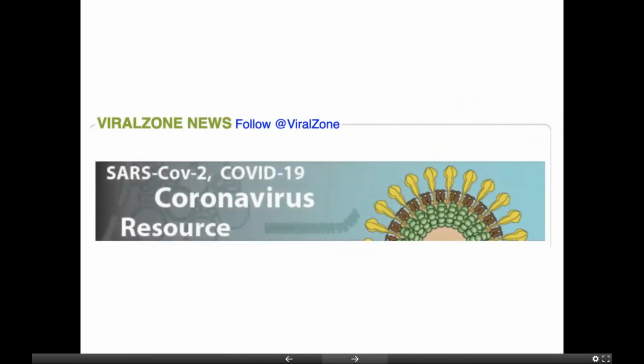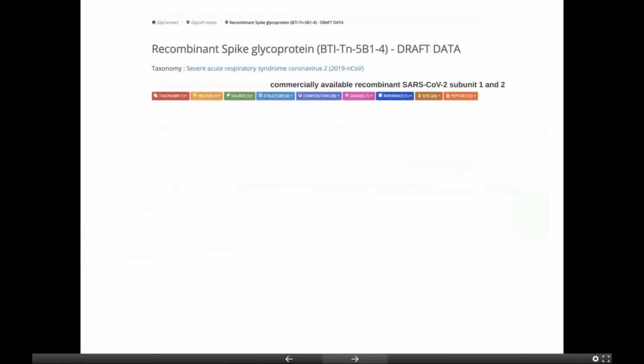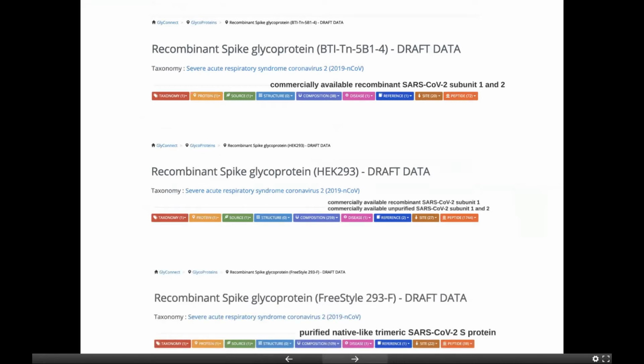All of us at SIB, if we have any connection with COVID-19, know that Viral Zone is certainly at the forefront with the SARS-CoV-2 coronavirus. This is the news feed on the resource. As I said in the practicals yesterday, we have also included a lot of data, everything that was released on the web regarding the spike protein, because this is the only glycoprotein in GlyConnect.